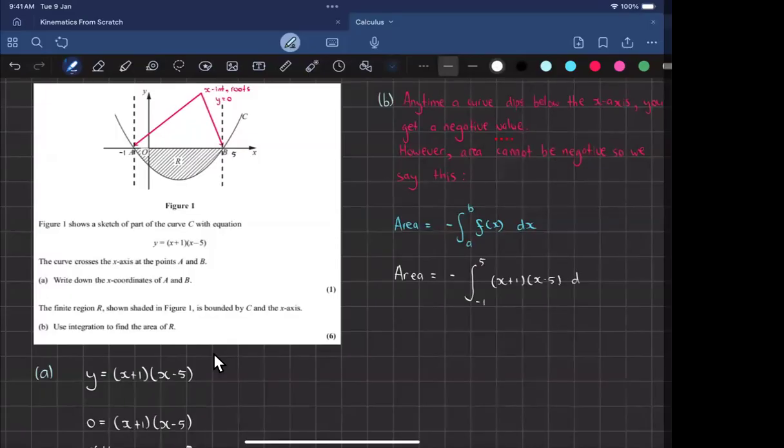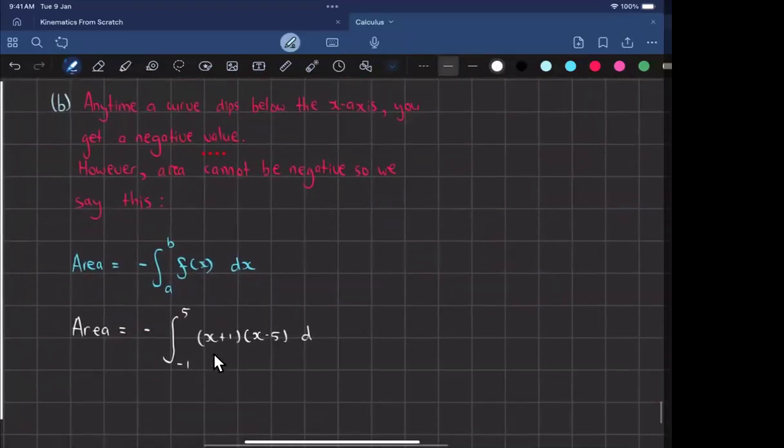And we are integrating with respect to what? Tell me, Leah, what is the variable? Aliyah, what's the variable here? We are integrating with respect to x. So say dx.